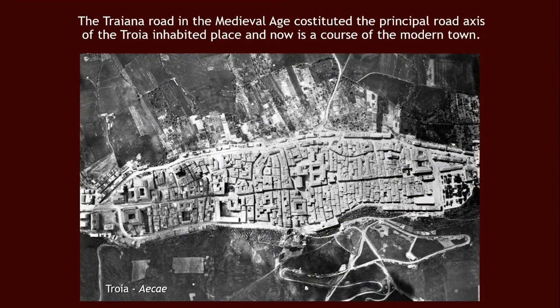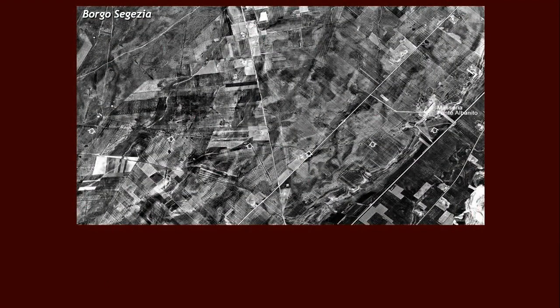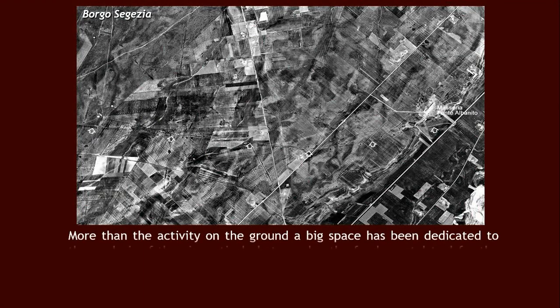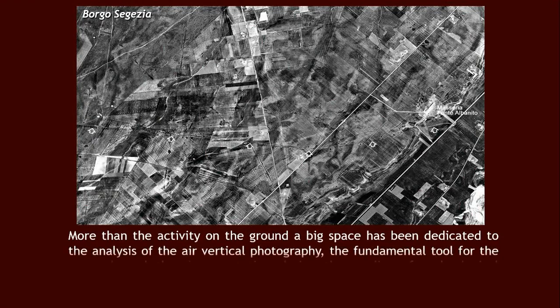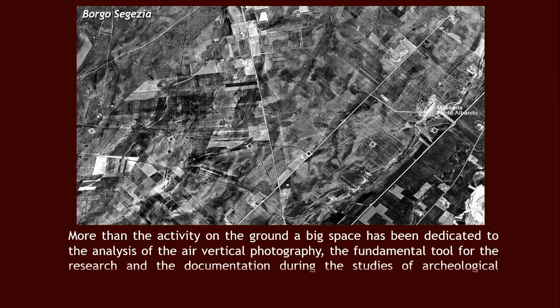The Traiana road in the medieval age constituted the principal road axis of the Troia inhabited place and now is a course of the modern town. More than the activity on the ground, a big space has been dedicated to the analysis of the air vertical photography, the fundamental tool for the research and the documentation during the studies of archaeological topography.